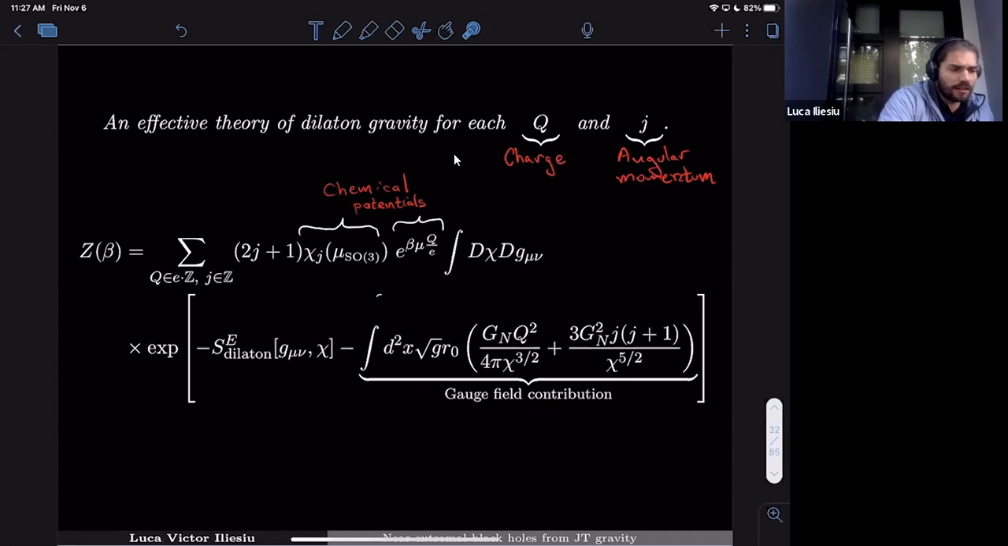And the feature of this sum is that it depends on what boundary conditions I put for the gauge fields: what boundary conditions I put for electromagnetism at asymptotic infinity, and what boundary condition I put for the SU2 gauge field at asymptotic infinity. Depending on those, I end up with different chemical potentials, a chemical potential for the SU2 or SO3 gauge field, depending on whether or not I allow fermions, and the chemical potential for the U1. And then the simple result is that I'm left with a path integral over the dilaton field and the metric of some theory of 2D dilaton gravity that now depends explicitly on the charge Q and the angular momentum J.